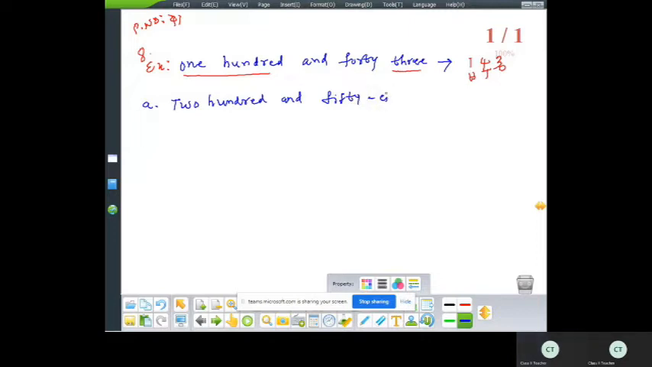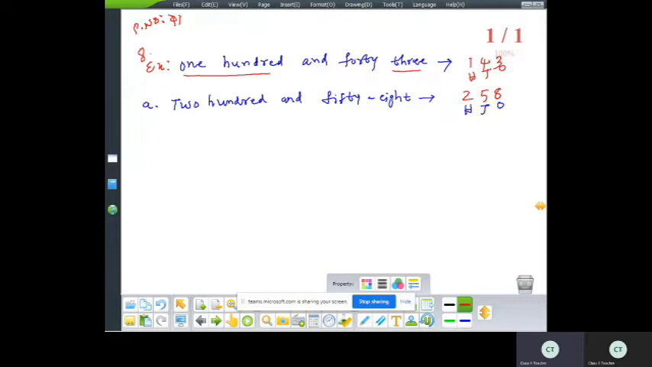258. First we locate the place values 1, 10, 100. 2 is the digit in the 100 place. 50 means 5 tens, so 5 is the digit in the 10 place. 8 is the only single digit, that is in the 1 place.